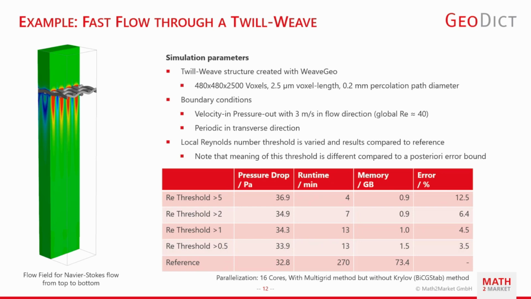Here we also did a similar experiment. We have a reference solution where we use a high resolution variant to compute a reference pressure drop. And here we varied this Reynolds number threshold and computed the pressure drop. You can see that the computed pressure drop converges properly to the reference solution. Here the runtime increase is not that significant, and also the memory increase is not that significant. So this criterion can be very useful for high-speed flows.